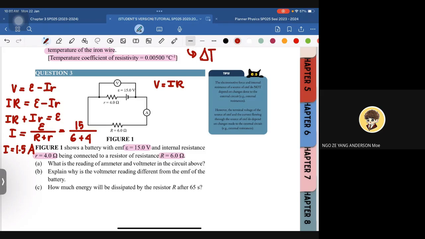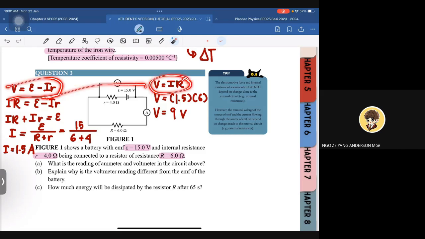Okay, so after getting the current, then we can find the reading of the voltmeter, which is 1.5 times external 6. So from here, V is equal to 9 volt. This one is straightforward, but you need to use two formulas. One is this, and substitute this into this to find I, because we have two unknowns: we have neither I nor V. That's why we need to use two formulas.